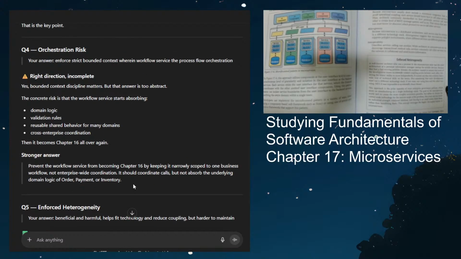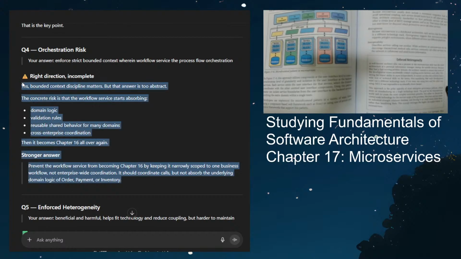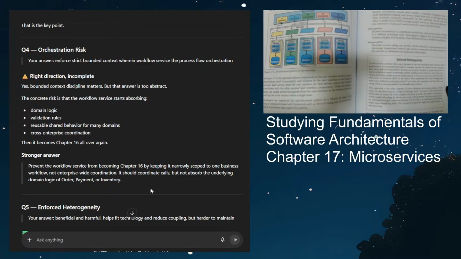Parang medyo nagiging gano'n yung isang workflow service ko. I might need to revisit yung ginawa kong workflow service. Kailangan ko pa siyang i-decouple. I-refactor ko pa siya sa next iteration.